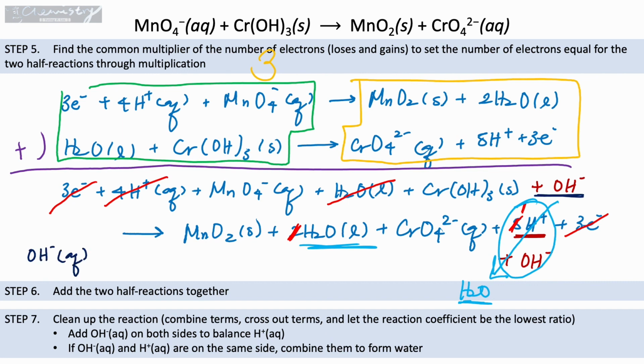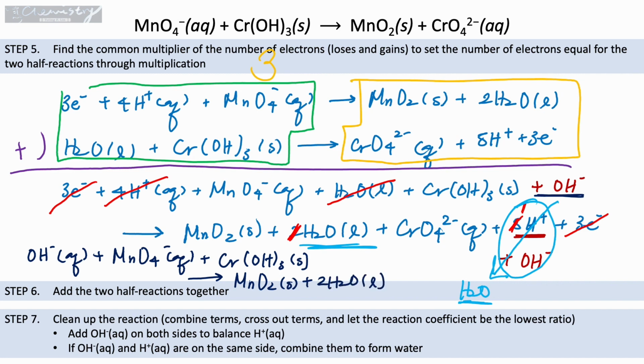So with that said, cleaning up the reaction, we are going to get the OH minus, which is something that we added over here, and then the manganate ion. The 2 H2Os over here, and then the chromate ion. Okay, and this will be our final answer. So again, the tricky part is this, adding the OH minus and combining them.